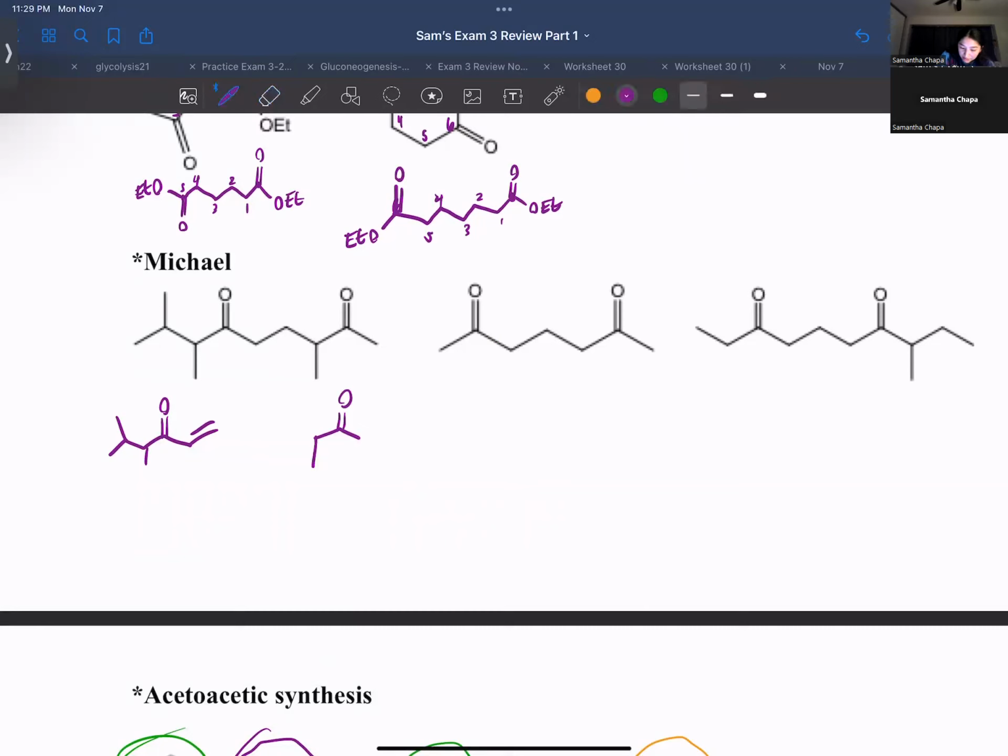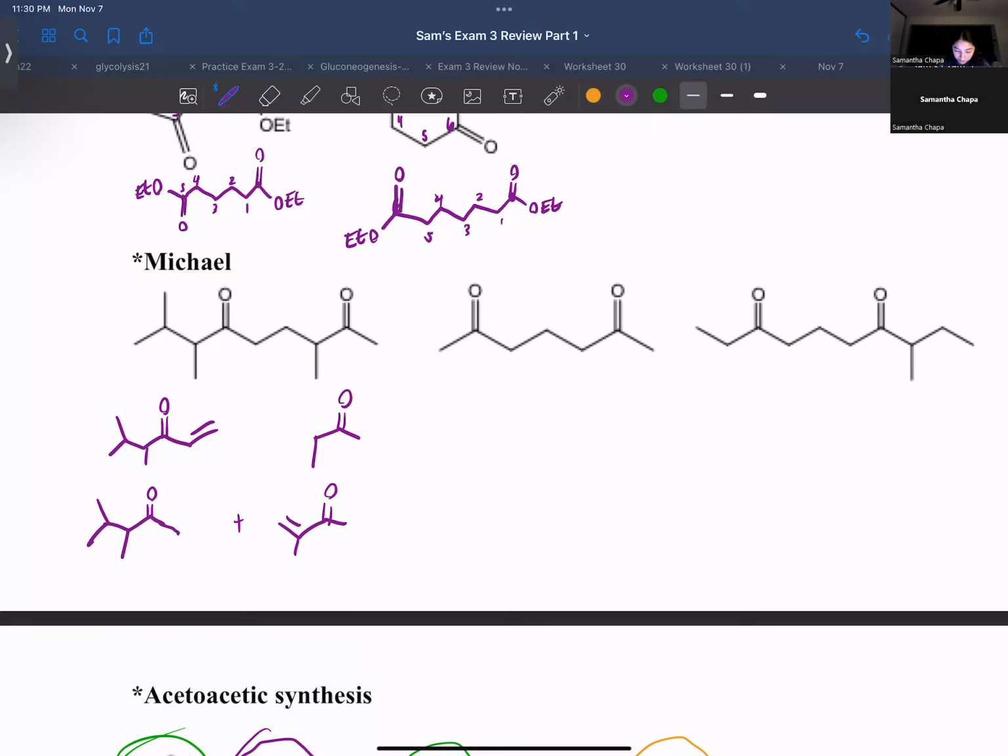The other way that I would have mistakenly done it is like this, because this is still an alpha beta unsaturated compound, right? And I just add the rest of the carbons. It's a total of 1, 2, 3, 4, 5, 6, 7. 1, 2, 3, 4, 5. Okay, all my carbons are good.